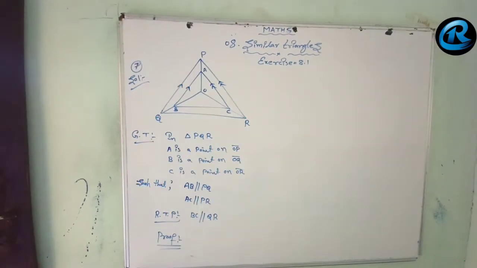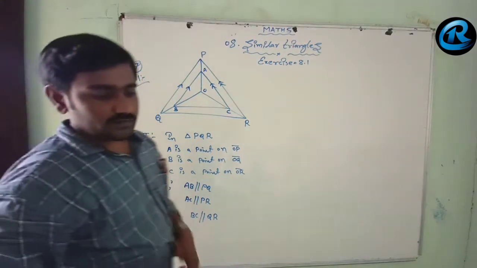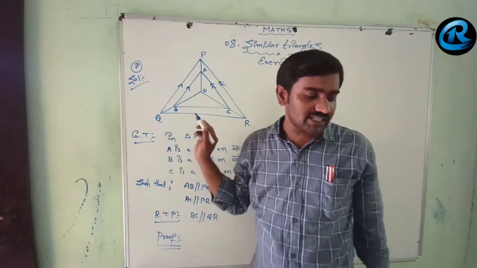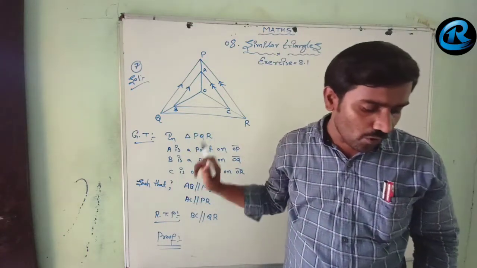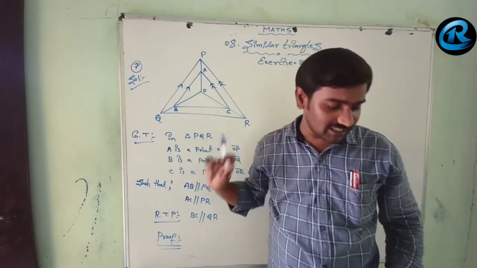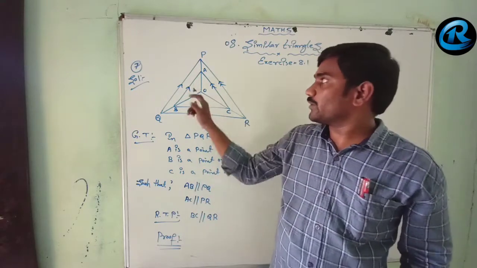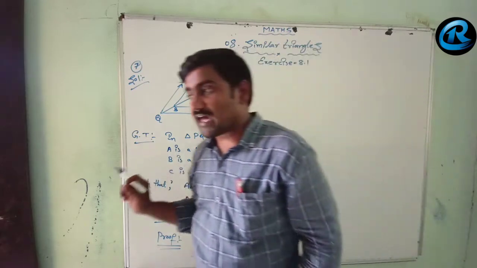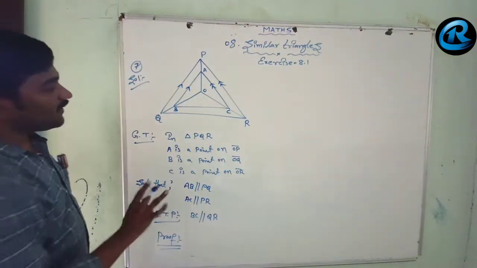Now we go for the question number 7. Here in the question number 7, once you can look at your textbook that in the adjacent figure A, B, C are the points on OP, OQ, OR respectively such that AB is parallel to PQ and AC is parallel to PR and so that BC is parallel to QR. Let's see, I will explain you that question here.